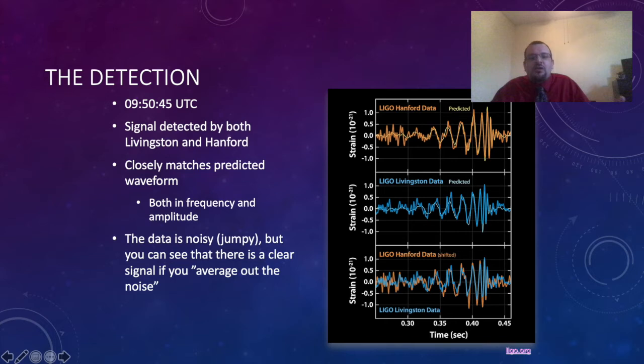And the data is noisy, so it's jumpy, so it doesn't match exactly. But you can see over on the right the data, which is the thicker orange line, or blue if you're looking at the other graph for Livingston. So that's what was measured. And then that thinner line is what was predicted by their computer simulations. But if you take the noise out just a little bit, it matches what was predicted very, very well.